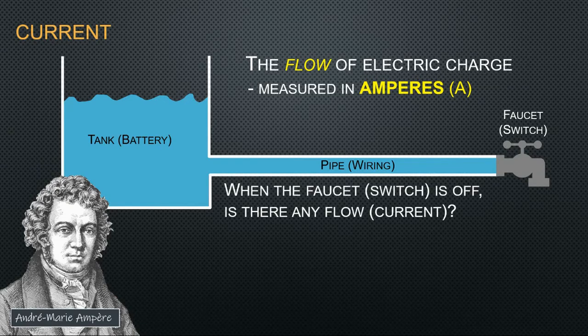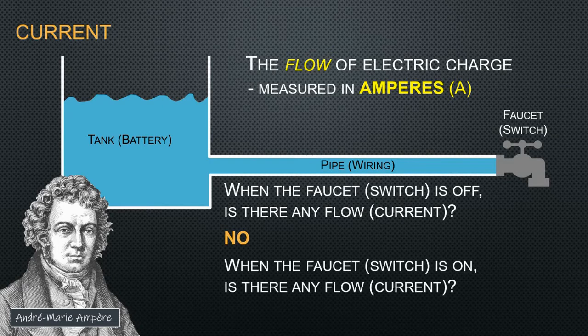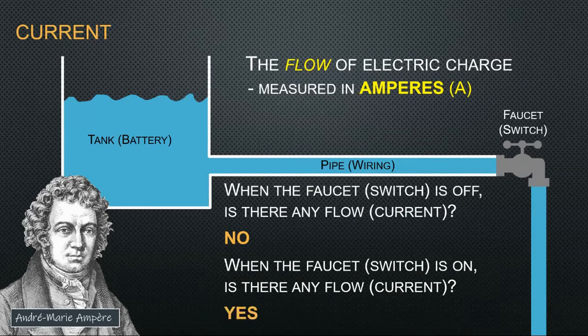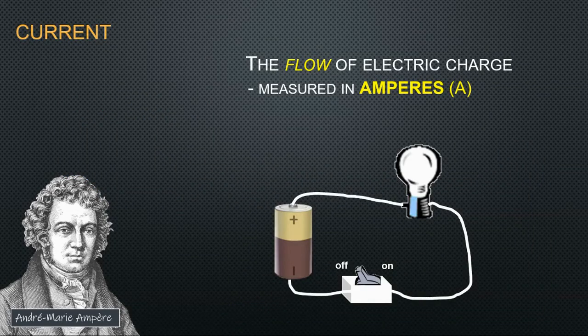When the faucet is off, there is no flow, but when the faucet is turned on, the water is able to flow. This is just like flipping a switch in an electrical circuit. It allows the flow of electrical current. So again, when the switch is off, there is no current, but when the switch is on, there is current. Simple.